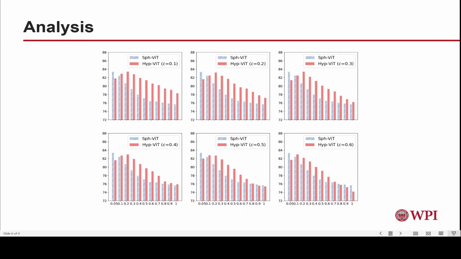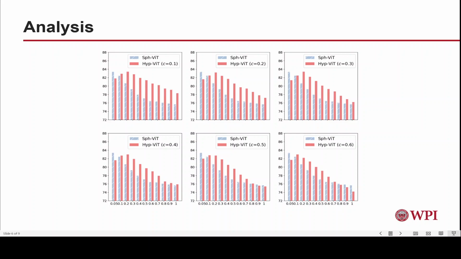In this image, the x-axis is the tau value in the info-NCE loss, and the y-axis is the accuracy. SPH here is spherical, meaning we learn the representation in the Euclidean space, and HYP is the representation learning in the hyperbolic space, and the C value here is the curvature value we can change for the hyperbolic space. Previous work found that if we learn a representation in the hyperbolic space, it gets superior performance compared with the Euclidean space.